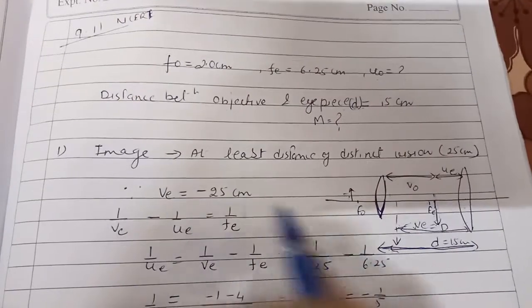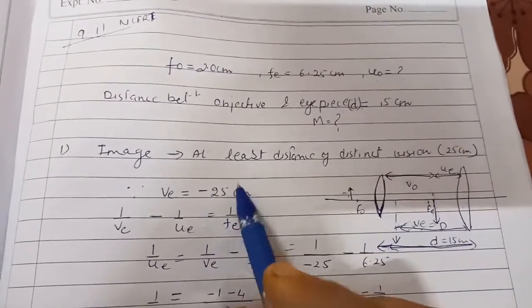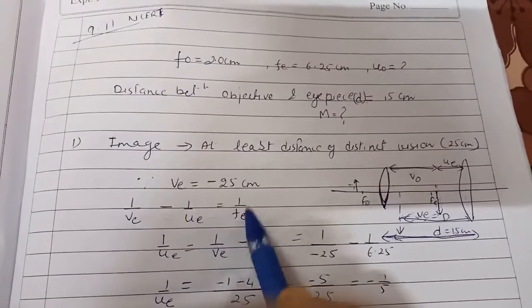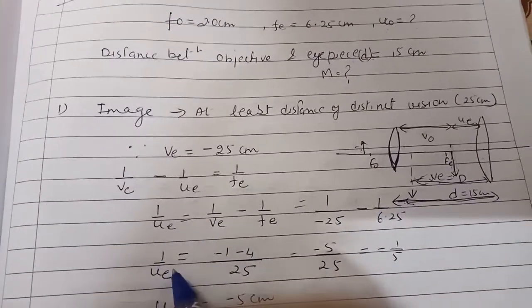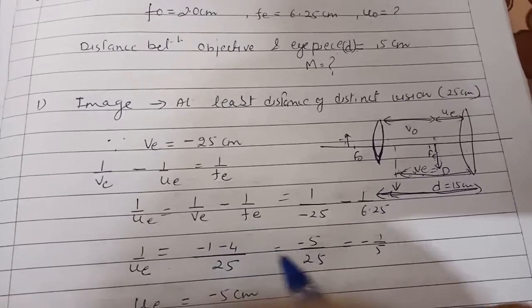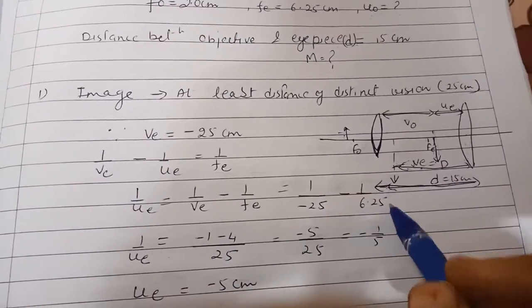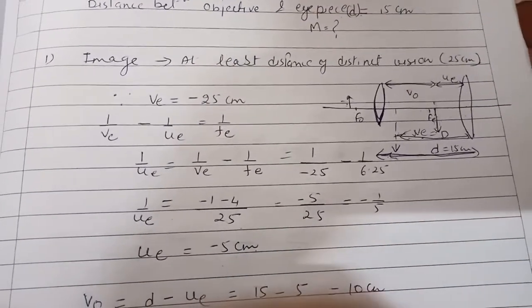So here VE is what? Minus 25. According to sign convention, this will be minus 25. So you have to apply 1 upon VE minus 1 upon UE is equal to 1 upon FE. So by applying this formula, first you will get the value of 1 by UE. So by substituting the value of VE minus 25 and FE, you will be getting the value of UE is equal to minus 5 centimeter.